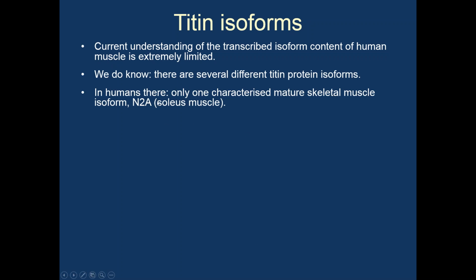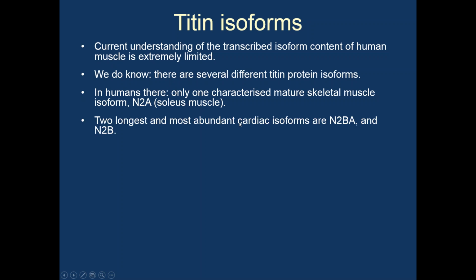And that was originally an isoform that was identified in a muscle called the soleus muscle, so one particular muscle subtype. And the two longest and most abundant cardiac isoforms expressed in heart are called N2BA and N2B, and those labels are going to come up again and again in our talk, so that's why I'm bringing those up now.